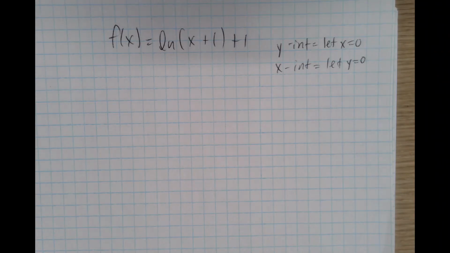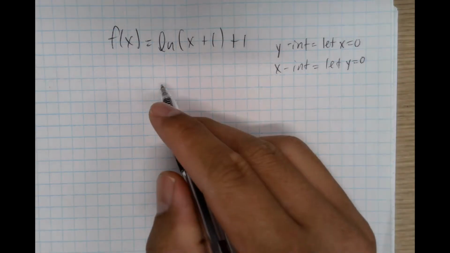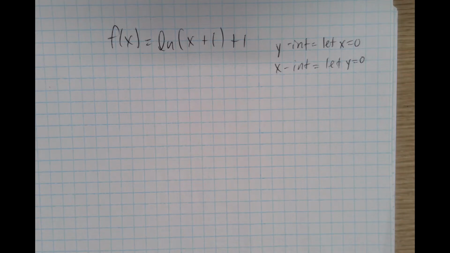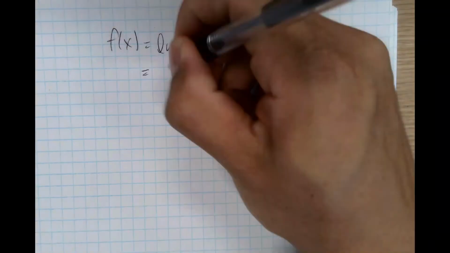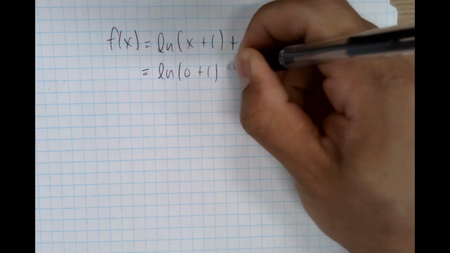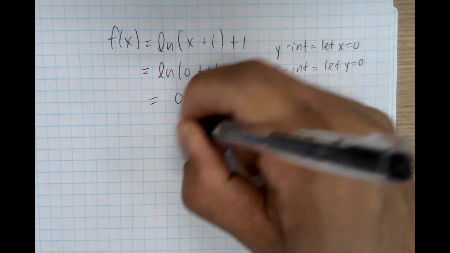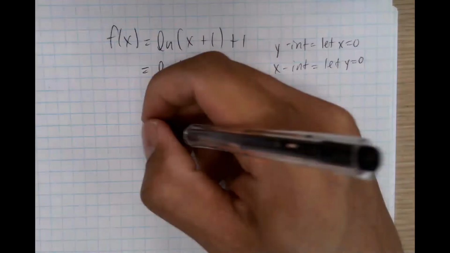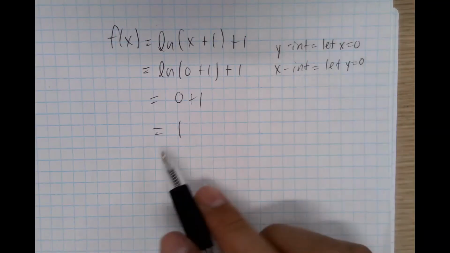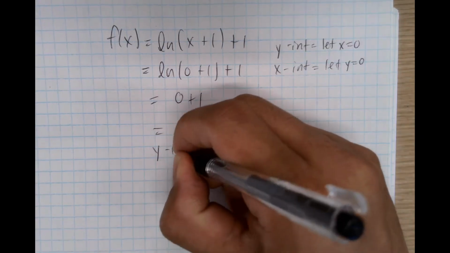So for this one, if you wanted to solve, if you just let x equal 0, this would just be 1. Let's see, what's ln of 1? Oh, it should be 0. So this would be ln of 0 plus 1 is equal to 0 plus 1, which is equal to 1. So in this case, if we let x equal 0, our y-intercept would be 0, comma 1.